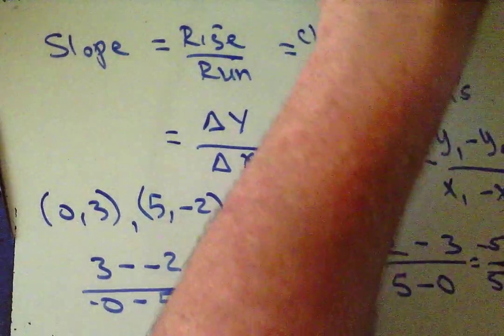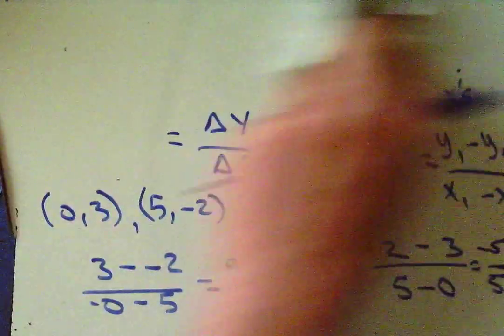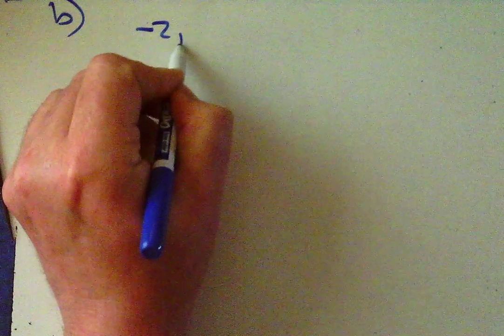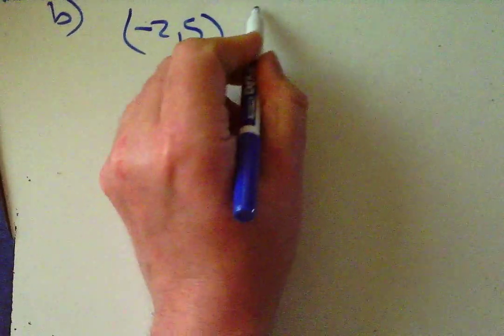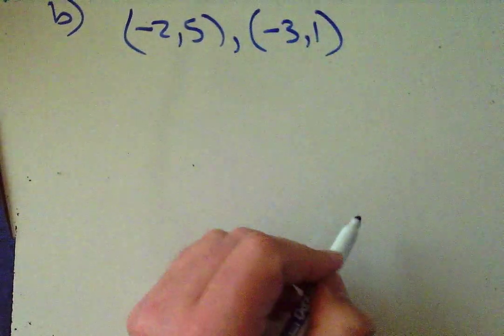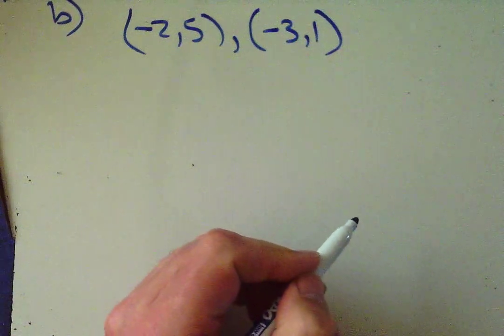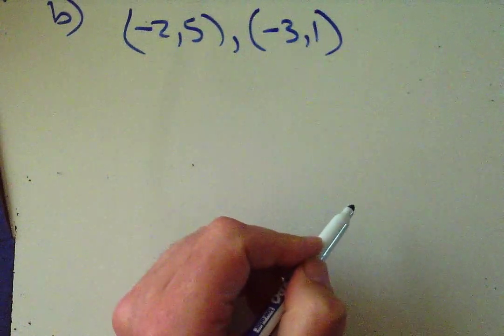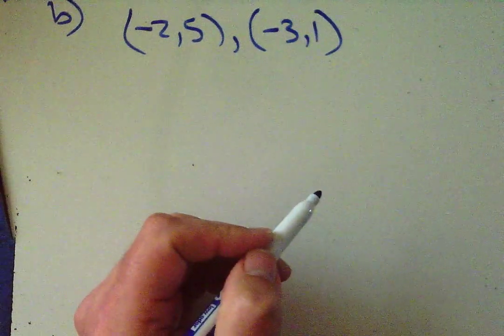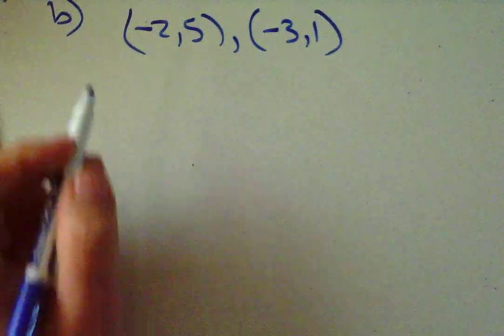Okay, so with these next problems, I'd like you to pause the video and see what you can get, and then turn the video back on and compare with my answer. So here's the next ordered pair, (-2, 5) and (-3, 1). Okay, pause the video and try this. Find the slope between these 2 points. And when you're done, unpause the video and see if you were correct.